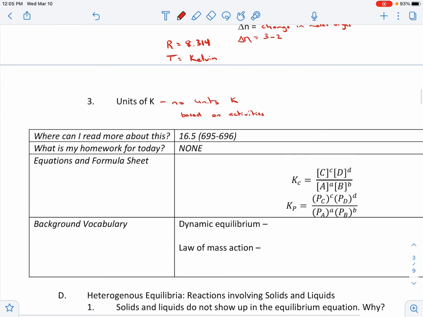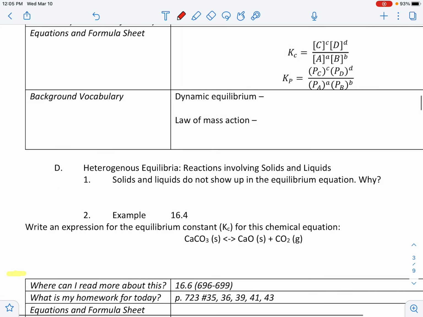All right, and the last thing that we're covering in this video is our heterogeneous equilibrium. Sometimes we're going to have solids and liquids. So far we haven't seen that, but sometimes we're going to have solids and liquids in our equilibrium equation, and the key here is, boom, hit the eraser, these do not show up in our equilibrium equation, and the reason for that, if it's a pure substance, their concentrations don't change. All right, they don't change in concentrations because they are pure.